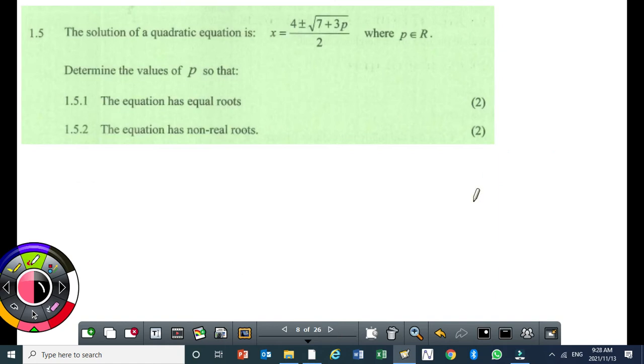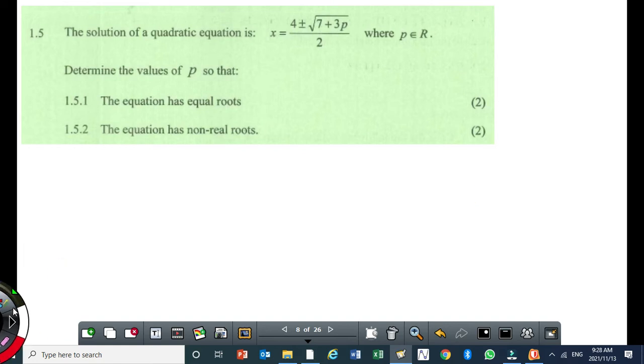Now, nature of roots. Your nature of roots is a very important part of quadratic equations. Right? Nature of roots is a very important part of quadratic equations. Okay? So first thing, you need to know that you are going to get a question on nature of roots. It's going to be there. You're not going to run away from that. Since you are in grade 11, there has to be a question on nature of roots.